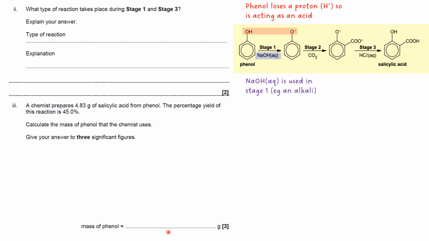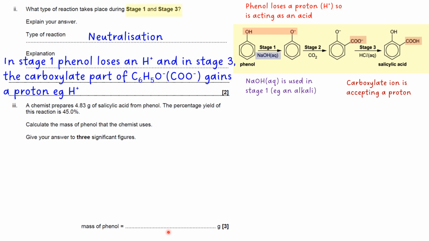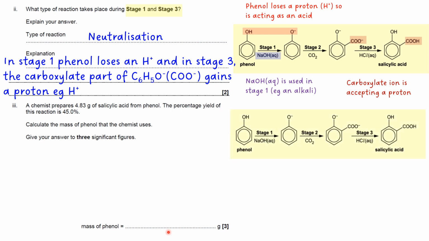But we've got to also take in stage 3. Now in stage 3 you've got a carboxylate ion attached directly to the benzene ring, and that becomes COOH again to change back into a carboxylic acid. So essentially overall you're getting neutralization. So in your explanation you've got to mention stage 1 and stage 3. So the carboxylate part of C6H5O minus COO minus gains a proton, and in stage 1 earlier on the phenol loses an H plus.